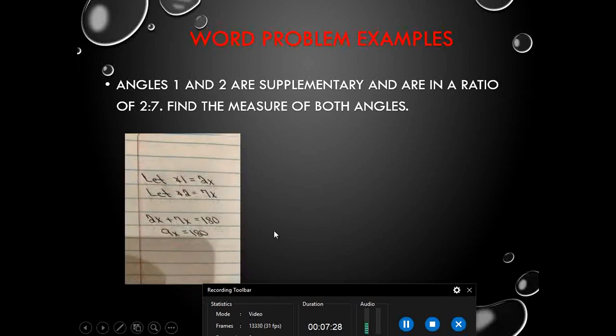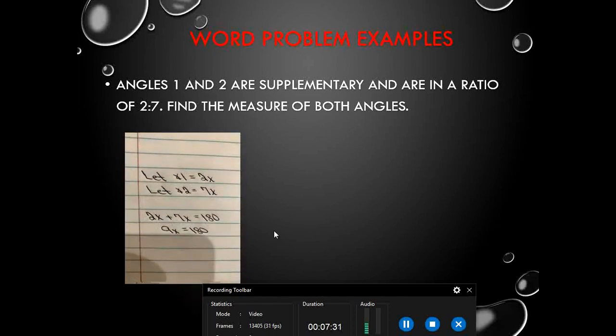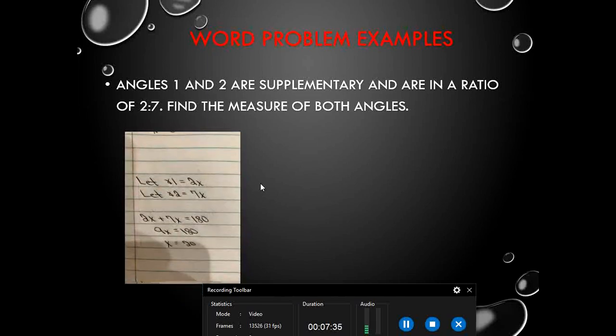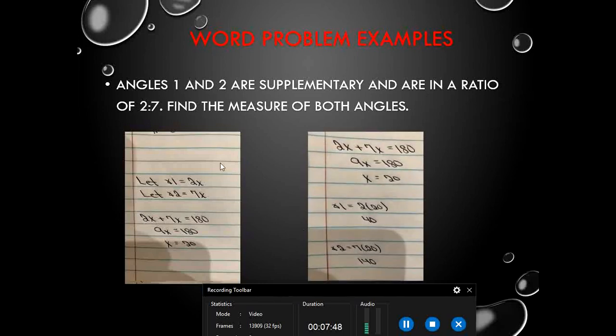I'm going to combine like terms on the left-hand side. And then to find x, I'm going to divide both sides by 9. So the value of x is 20. Now that I know what the multiplier is, I can sub into both of my let statements and find the values of angle 1 and angle 2. And there's angle 1, it's 40 degrees, and angle 2 is 140. And again, you can do a mental check: those add up to 180 degrees, which is supplementary.